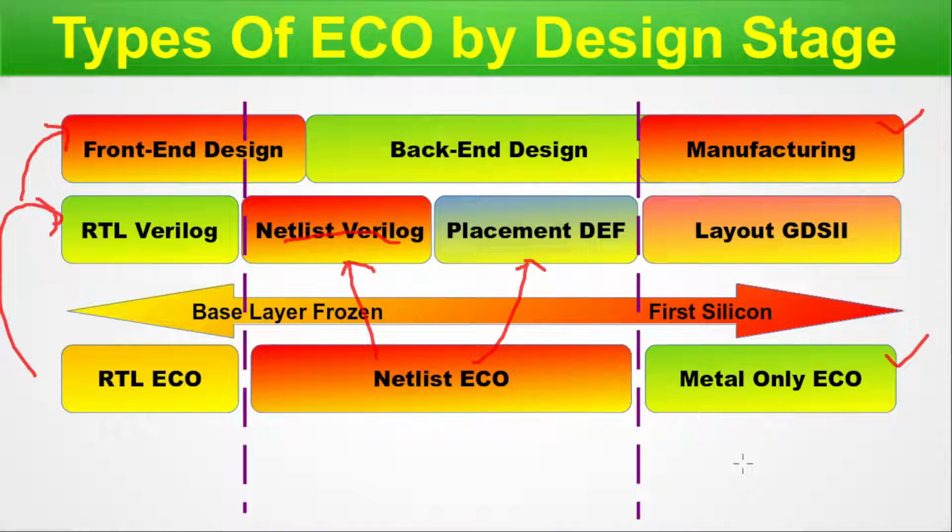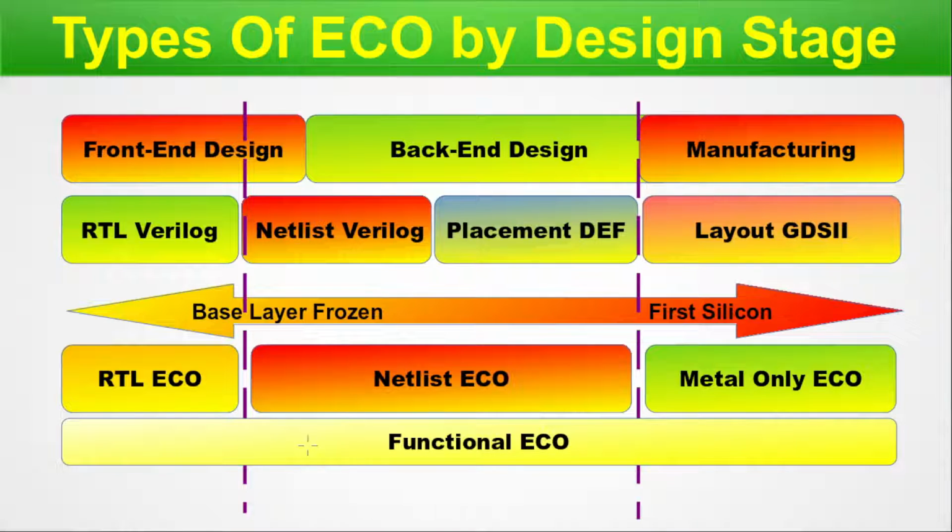So metal only ECO is completely on the PUL layer. However, the netlist ECO can be, the changes there could be in the FUL layer, FUL or MUL layer. But the metal only ECO must reside in the PUL area. There will be no changes in the FUL or MUL.